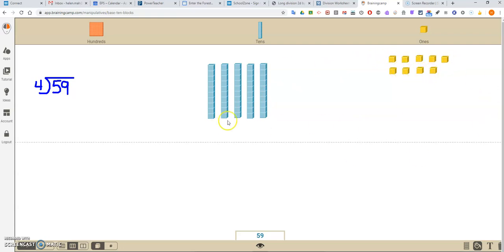Okay, so I have 59 as my dividend. This is what I want to split up into equal groups. I want to split it up into 4 equal groups. So down here in my empty space, I'm going to make 4 sections so that I have a place to stick my groups. So if I draw 3 lines, I get 4 spaces. 1, 2, 3, 4. Okay.